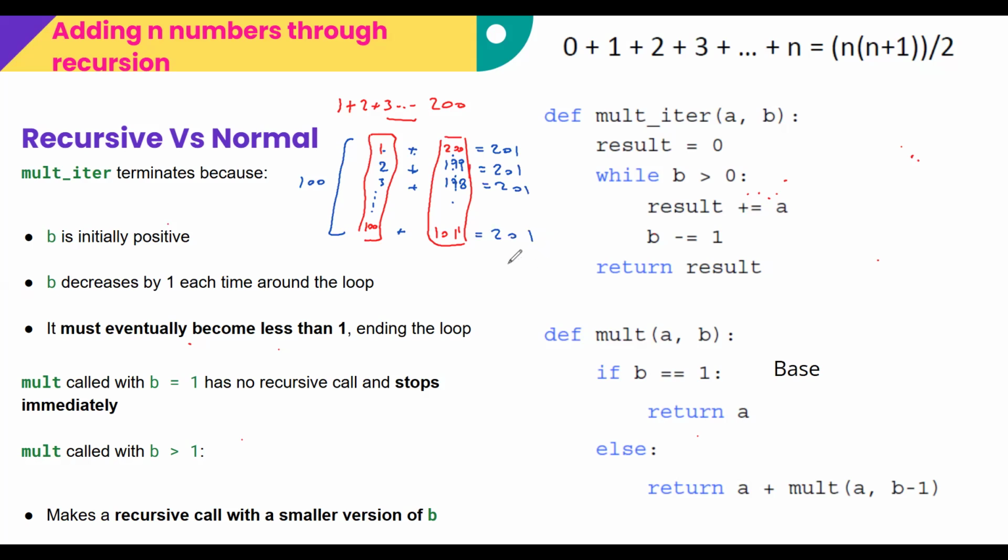So this gives me an indication. So the answer would be 201 times 100? Yes, exactly. You're correct. But the point is, it's not to find the numbers. We need to find the formula that can work with any number. So if I change this to 800, and I tell you I want to add numbers from 1 until 800, if you don't have the formula, you will not be able to reach that.